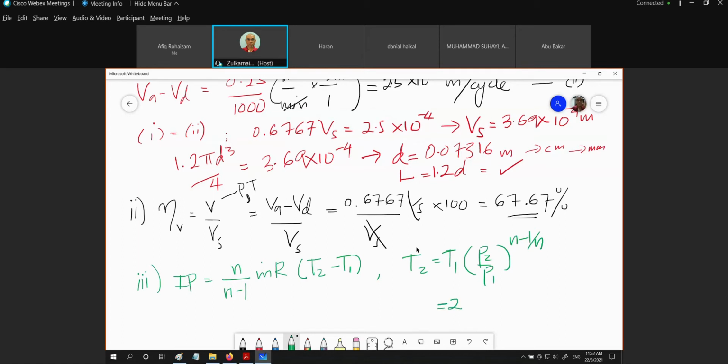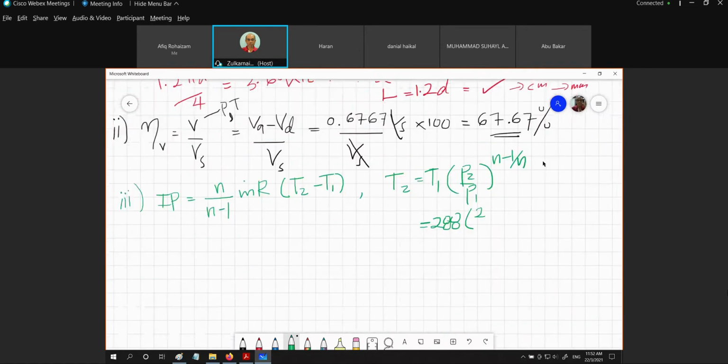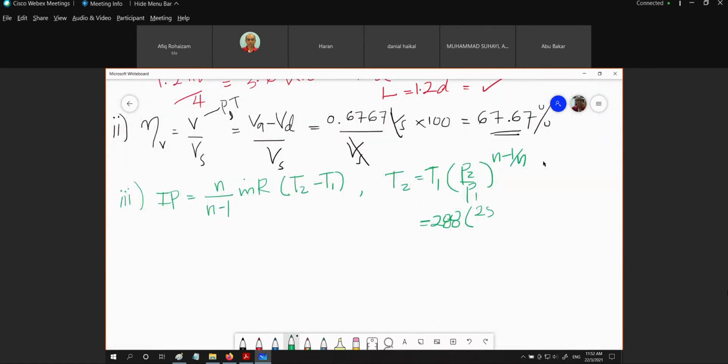And this should be 288, times 25. Is it 25? The P2? 25, right? Sorry. Correct? P2. Yes, 25 bar, divided by 1.013, to the power of 0.3 divided by 1.3.